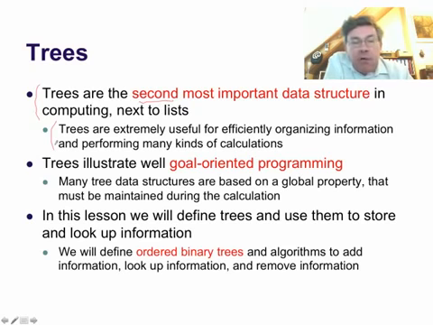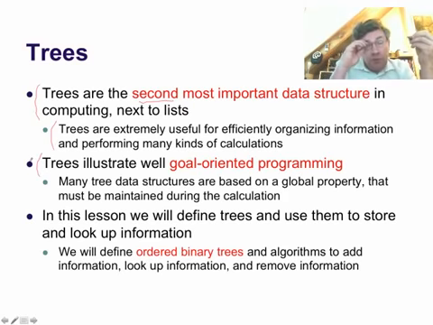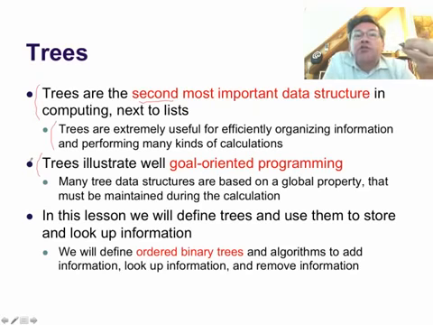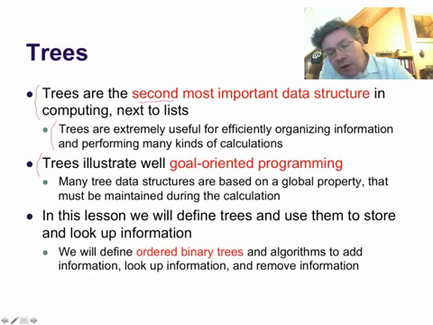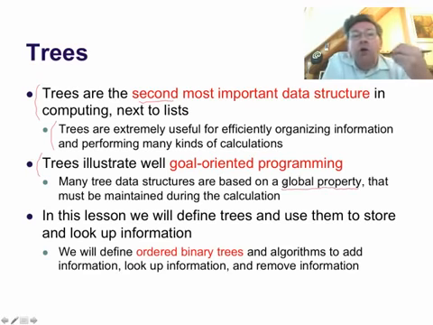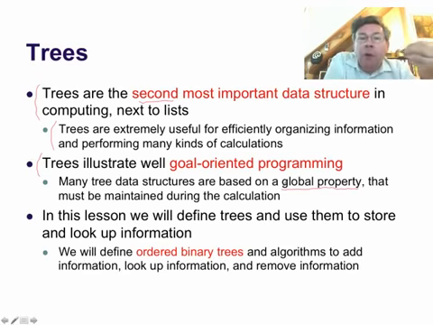They're, in fact, ubiquitous. Trees are also a good example of goal-oriented programming, which is a generalization of invariant programming, because many tree data structures are based on a global property, a property of the whole tree that must be maintained during the calculation, and this drives the calculation forward.